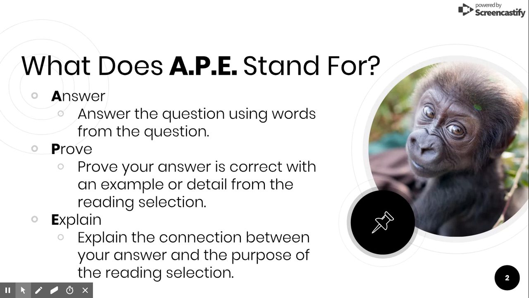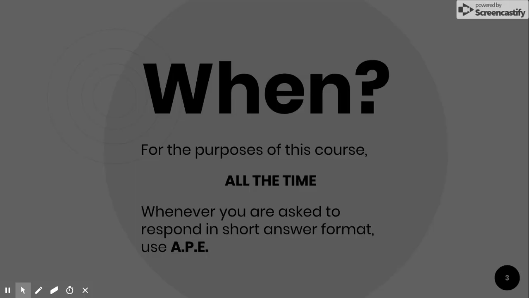And then you want to explain. You want to explain the connection between your answer and the purpose of the reading selection or the proof that you give. And you want to make that connection between A and P. That's where the E comes in. And again, that's another sentence. So good answers for this class, for the OLC class, should be around 3 sentences long and follow the APE format. So answer, prove, and explain.